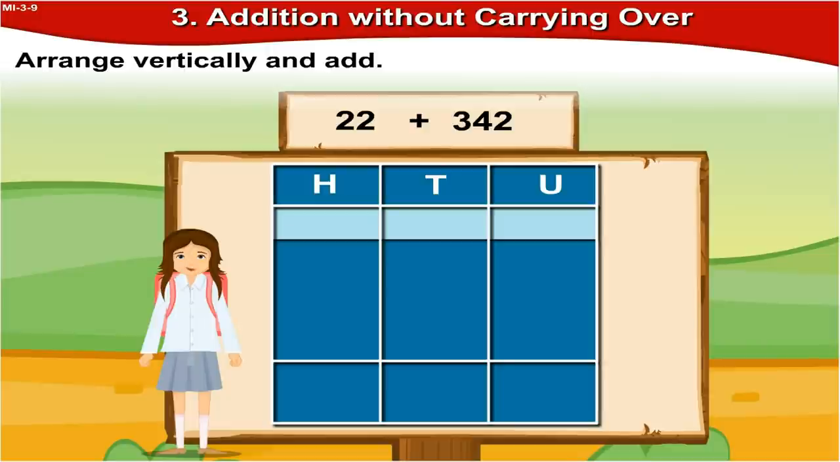Next is 22 plus 342. We'll arrange them vertically, writing HTU. Now 22 would be 2 tens, 2 units, plus 342 would be 300, 4 tens, 2 units. In the units column, 2 units plus 2 units is 4 units. In the tens column, 2 tens plus 4 tens is 6 tens. In the hundreds column, 300, which means the answer would be 300, 6 tens and 4 units, that is 364.